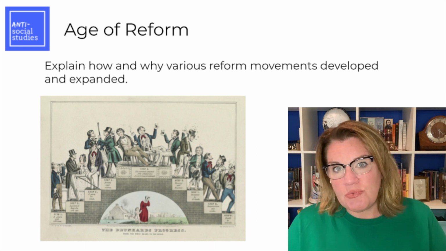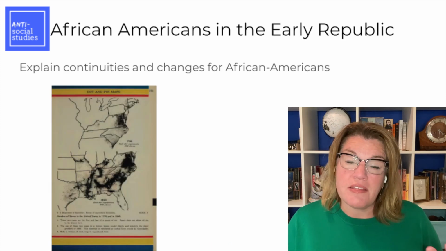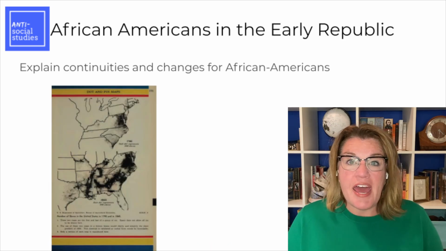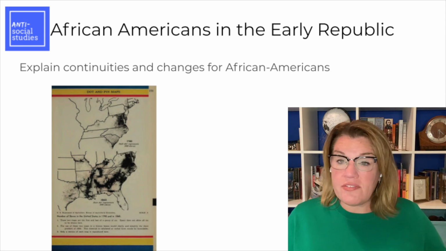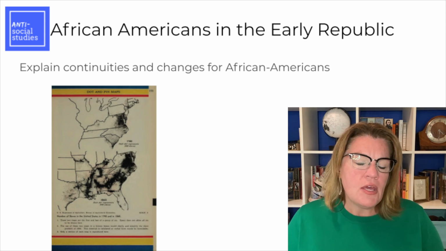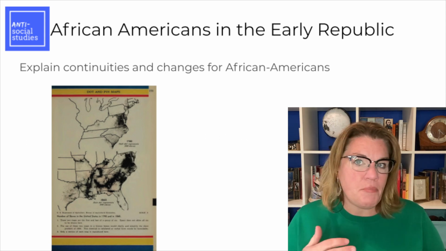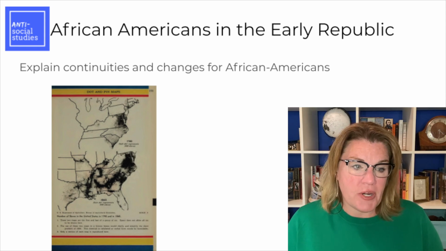That plays into the role for African Americans in the early republic. What are the continuities in the lives of African Americans? And what were changes? We know that the end of slavery is coming. We know that the abolition of slavery will be successful. But what is causing it? What is happening in that timeline during 1800 to 1848?